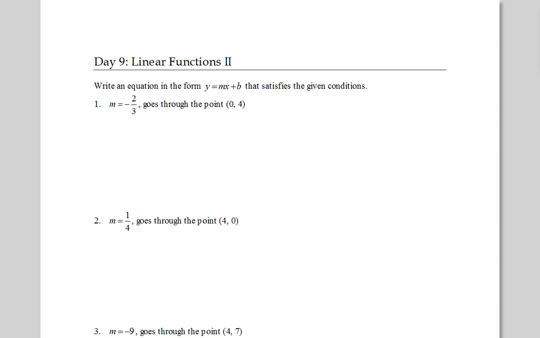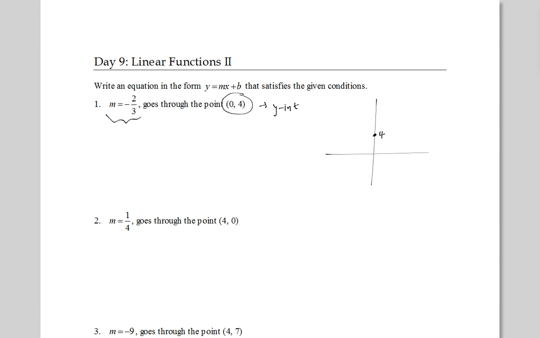Okay, so the first question is actually quite nice. You're given slope, very friendly, and it gives us this point. I just want you to think about where that point would lie. 0, 4. Where would that point lie? X is 0 and y is 4, so that point is a y-intercept.